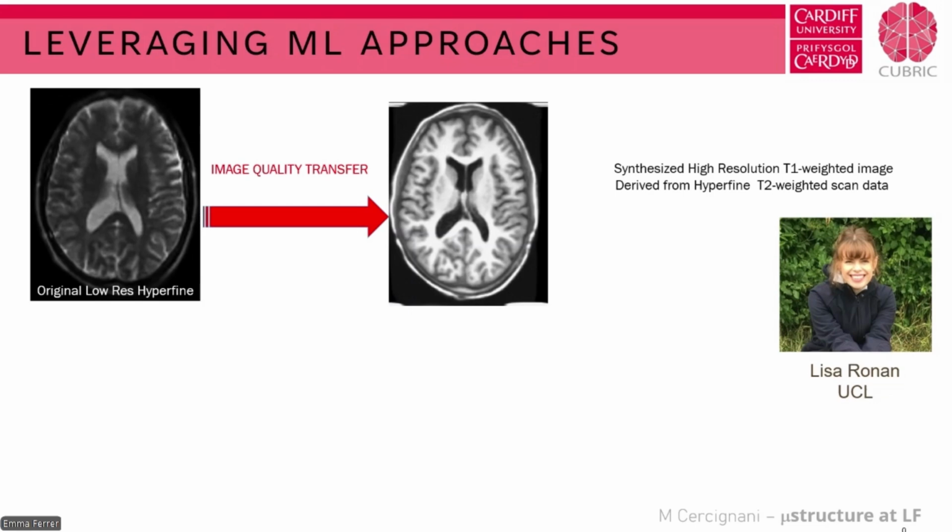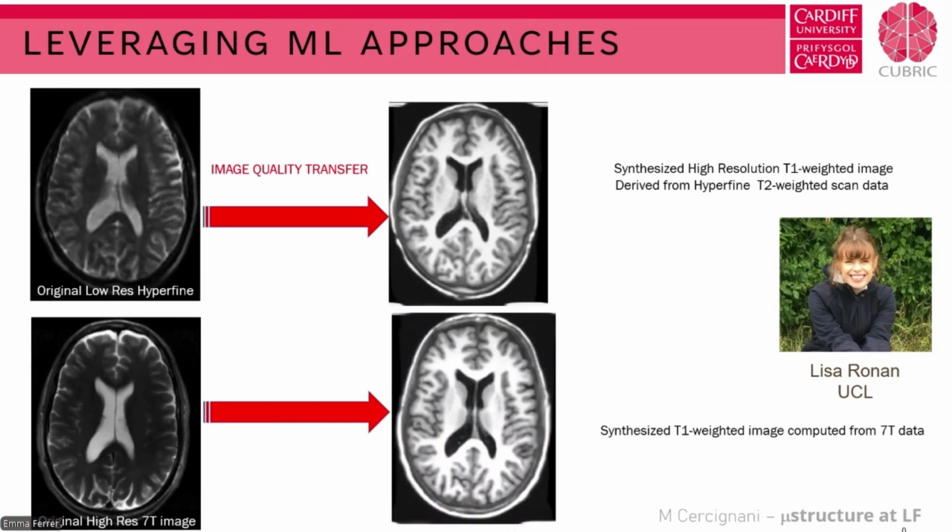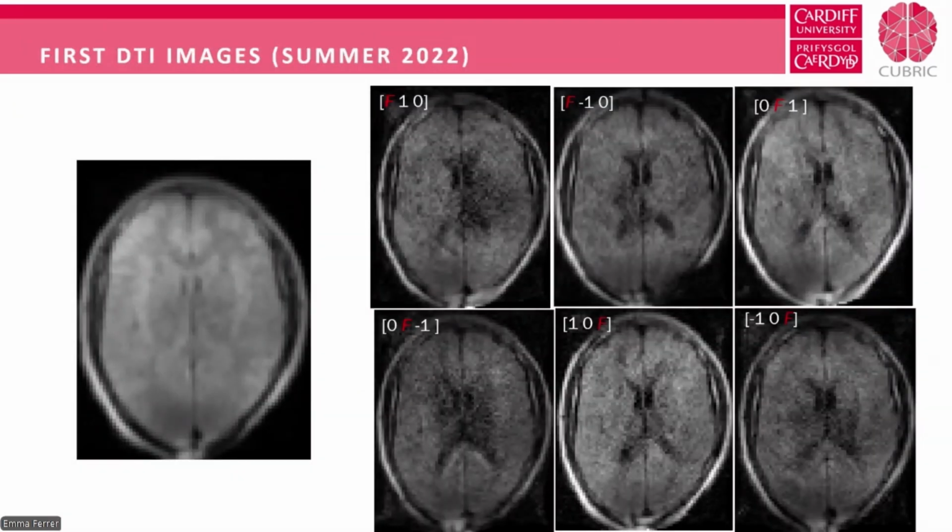And what is interesting is that if you do the same thing with a T2 scan obtained at 70, you get a T1 image that is almost indistinguishable from the one that comes from the Hyperfine. So this is where we really start to leverage these techniques to improve what we can do at these field strengths. And we have worked towards implementing DTI.